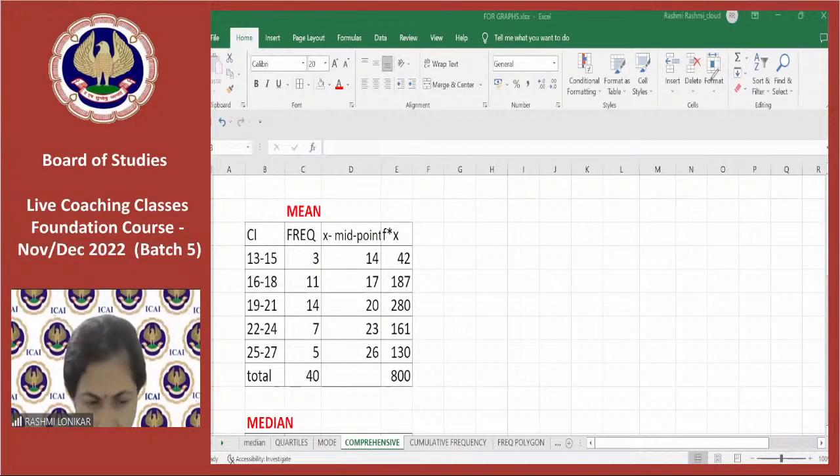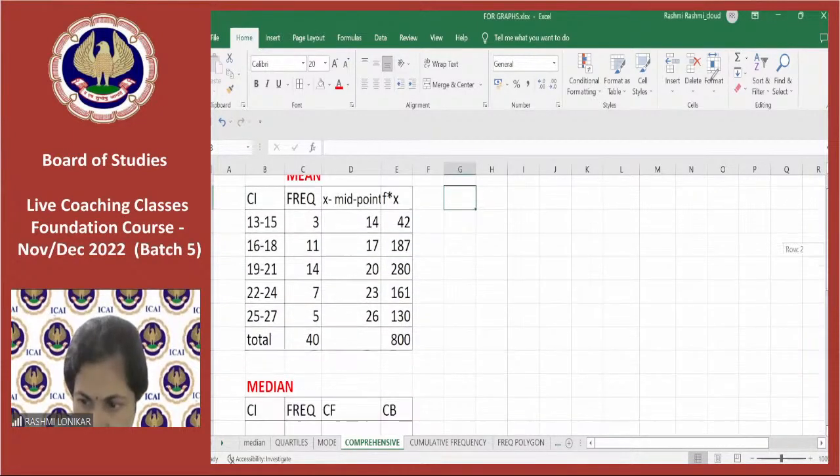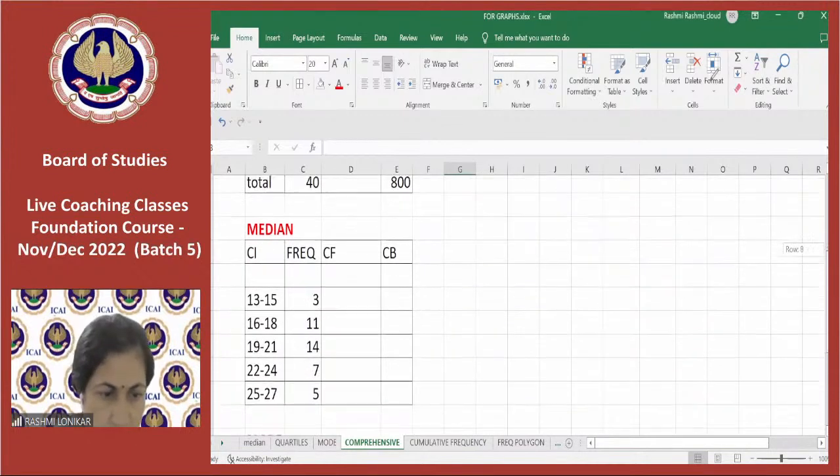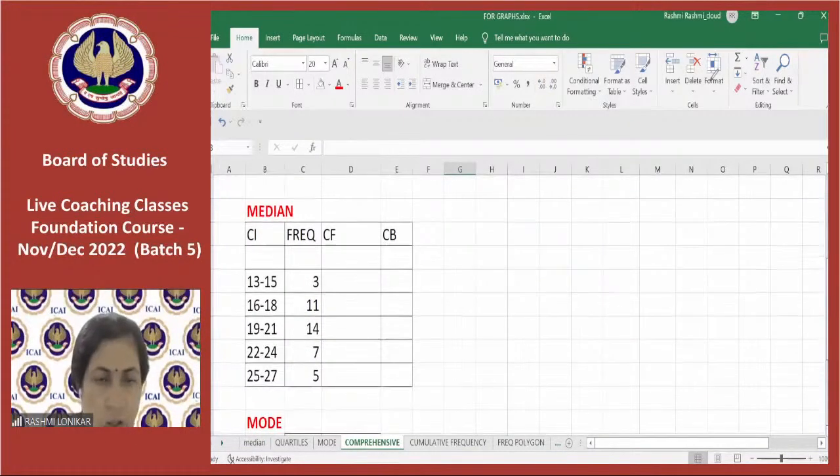Now, for median, what will we do? For median, we will first find the cumulative frequency. Then we will find the lower class boundary. Then we will find n by 2. Then we will find the median class. Then we will find the pre-median class. Then we will find the post-median class, cumulative frequency, and then do the calculation.